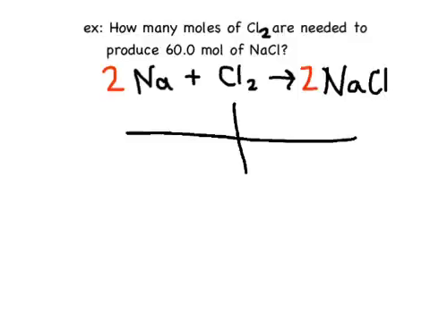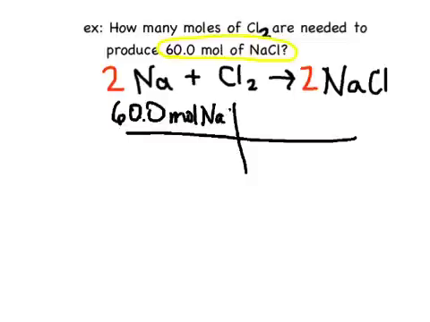Now remember, we're going to go from moles of what we are given. So here we go. Moles of NaCl. Okay, so that's what we're going to put on our top left side. So 60.0 moles NaCl. And on the other side, we are going to put what we need to find out. And that here is moles of Cl2. So those go right there on the right-hand side.